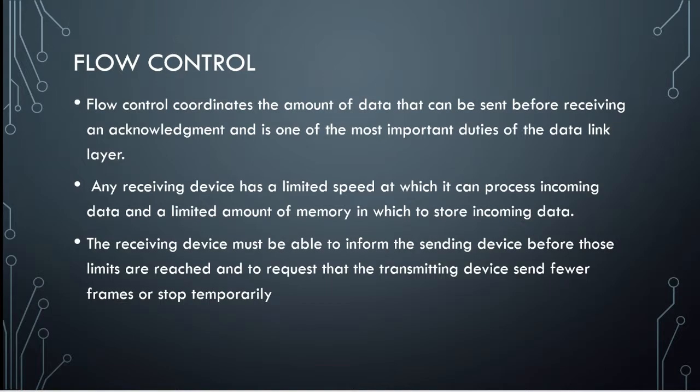Flow control is used for sending the data and is one of the most important duties of the data link layer. Any receiving device has a limited speed at which it can process incoming data and a limited amount of memory in which to store incoming data. The receiving device must be able to inform the sending device before those limits are reached and request that the transmitting device send fewer frames or stop temporarily.